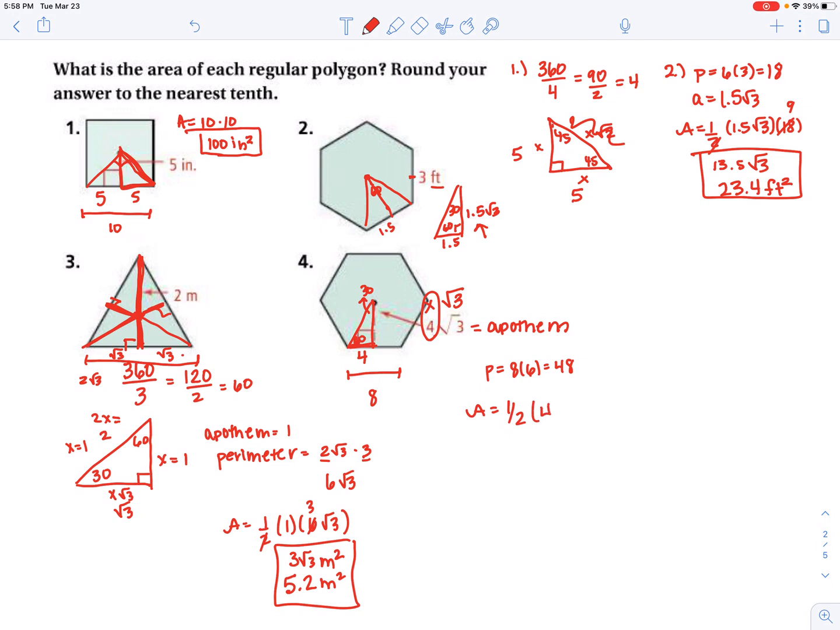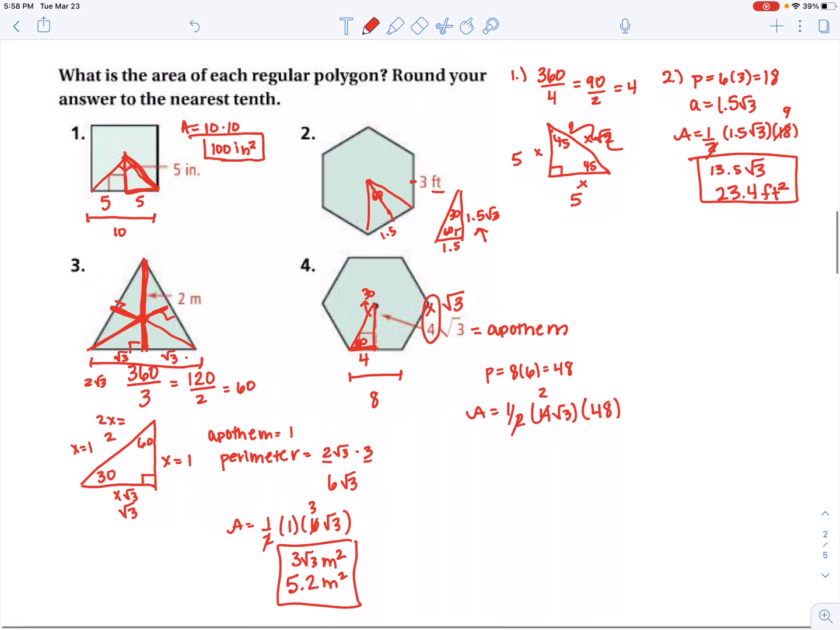Half of 4 square root 3 times 48. 4 becomes a 2. So 2 times 48 is 96 square root 3. And then this one doesn't have a label, does it? So we'll just leave it units squared. If you multiply it out, I have the square root of 3 times 96, about 166.3 square units.